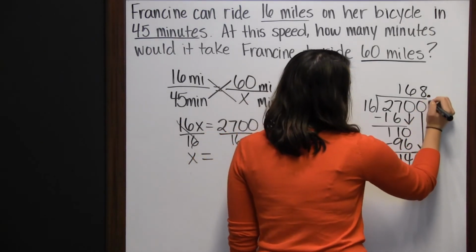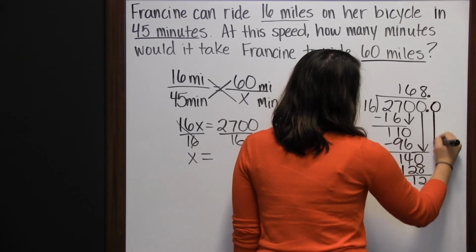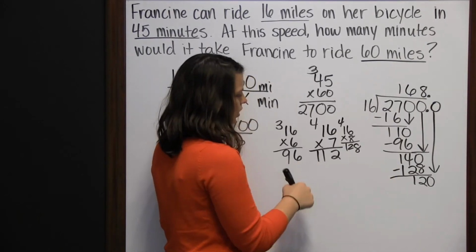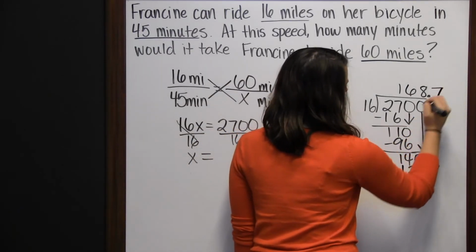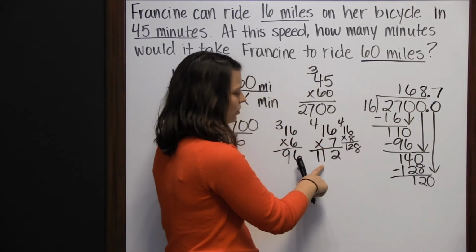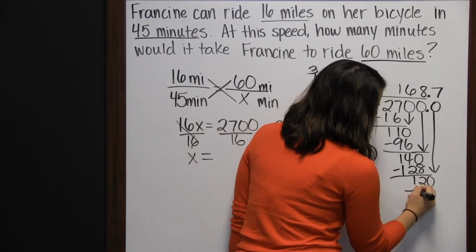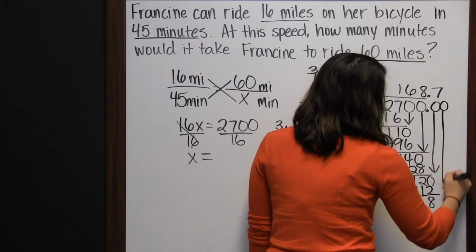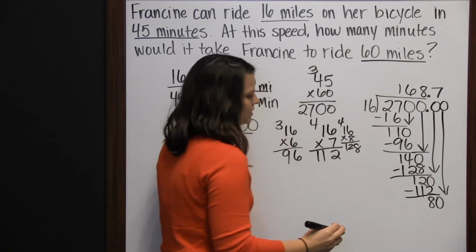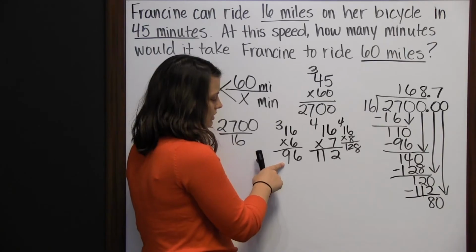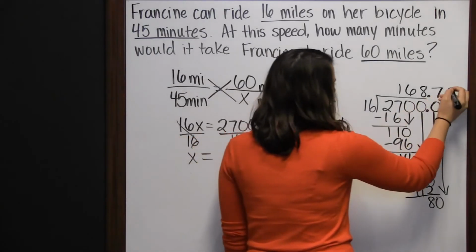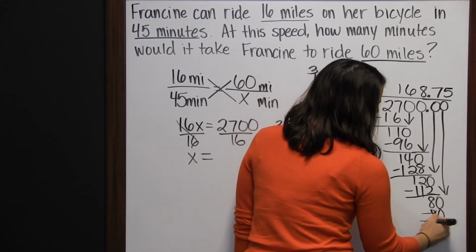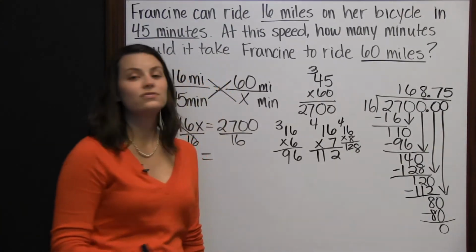So that means we need to add a decimal and a zero and bring it down. 16 goes into 120 7 times. 16 times 7, we found earlier, is 112. So we subtract and we get 8. We add another 0 and bring it down. And 16 goes into 80 less than 6 times, and actually exactly 5 times. 16 times 5 is 80. So we subtract and we get a remainder of 0.